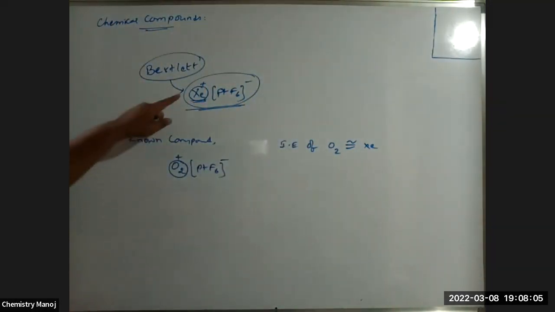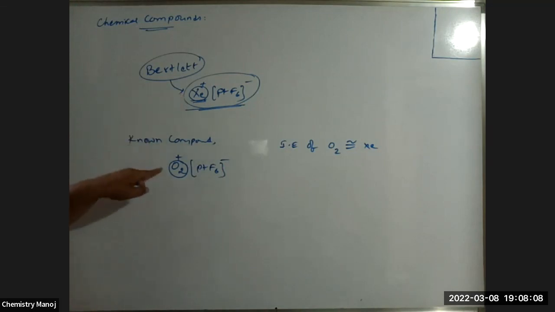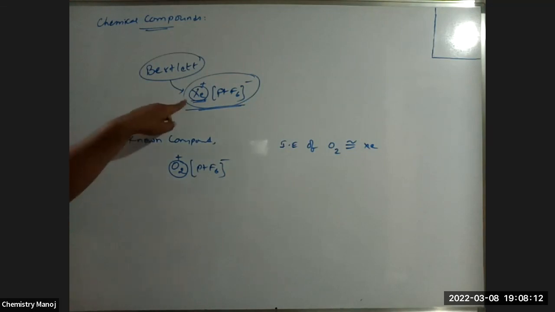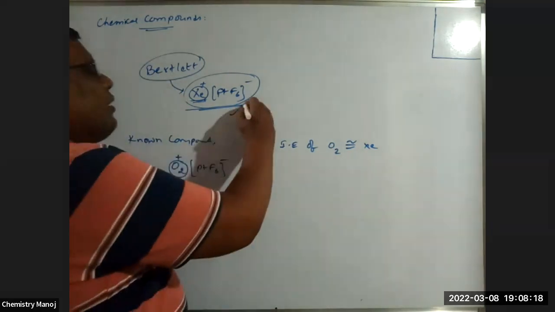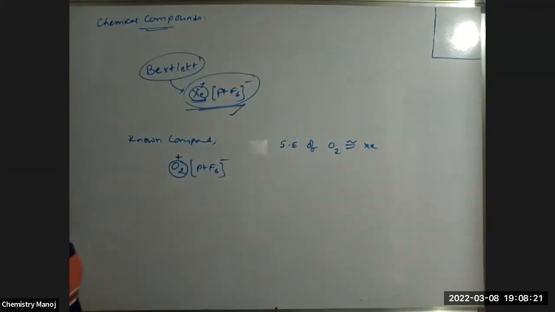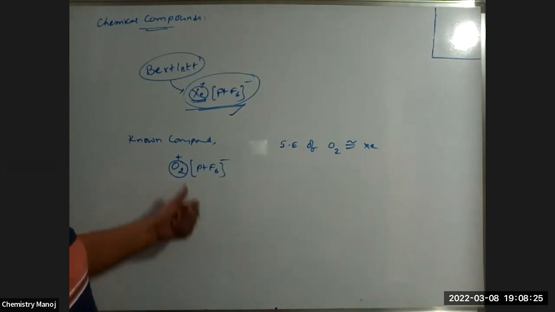It is exactly similar to this compound. We know this compound exists, so why would this compound not exist? Finally he succeeded, the compound exists, and he reported that compound also. Okay? Now, why was it possible?